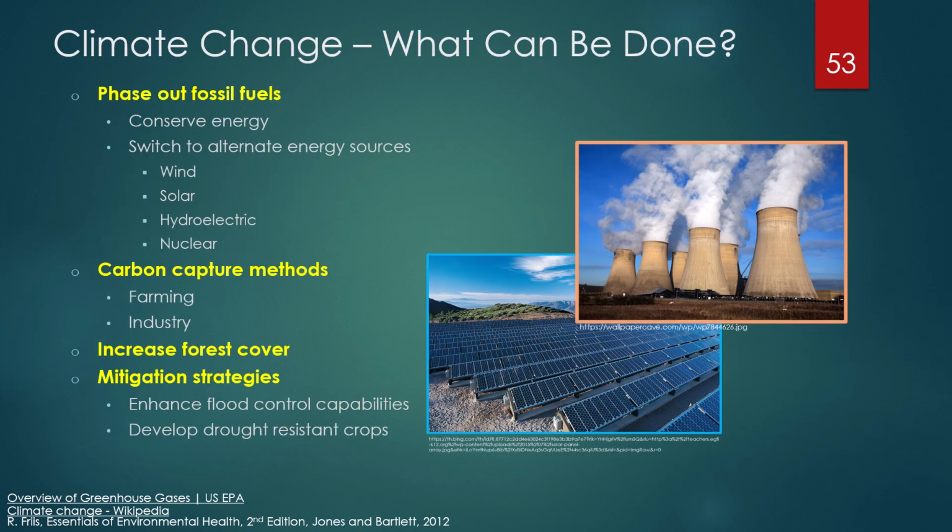So what can be done? The most important global response would be to phase out the Earth's dependence on fossil fuel use by conserving energy and switching to alternate energy sources, including wind, solar, hydroelectric, and nuclear power. Carbon can be removed from the atmosphere by using carbon capture methods in farming. Industries that produce greenhouse gases can capture carbon and store it in geologic formations. Another way to remove carbon is by increasing the Earth's forest cover.